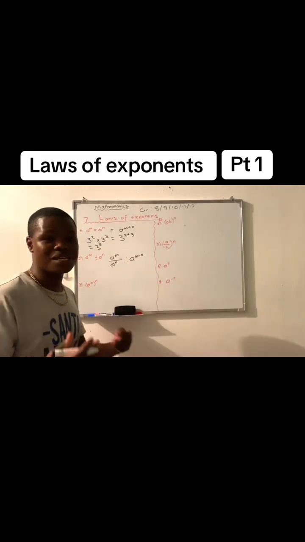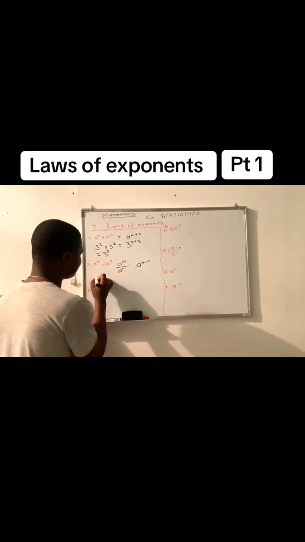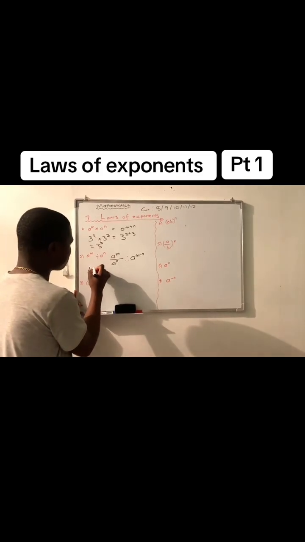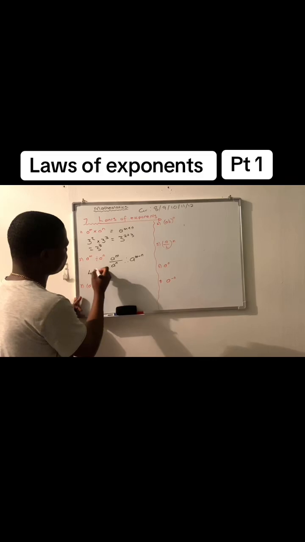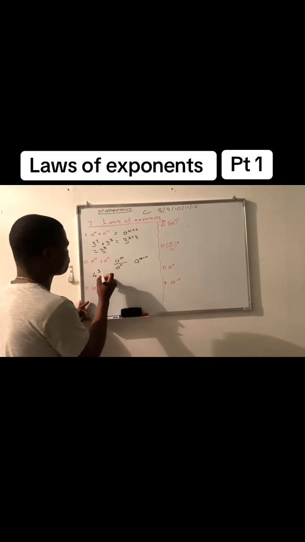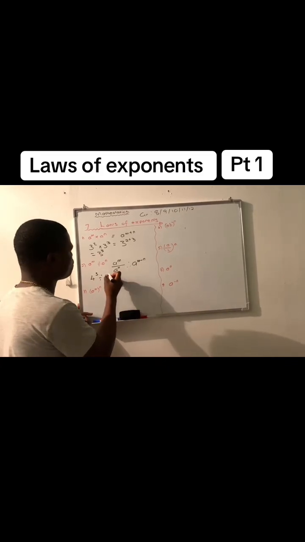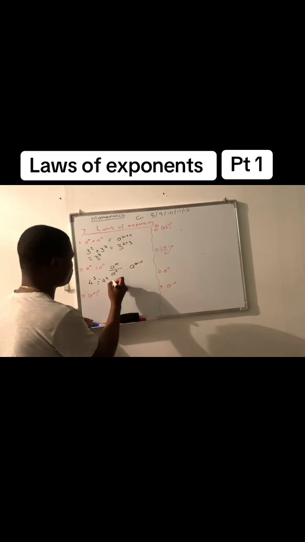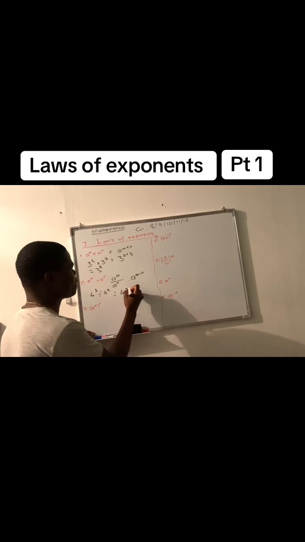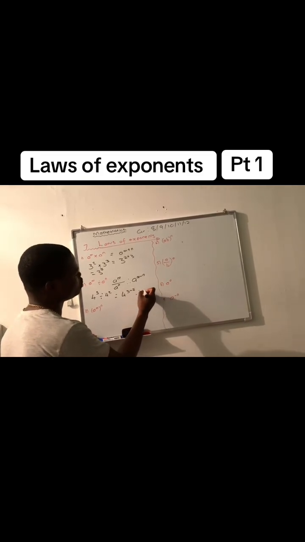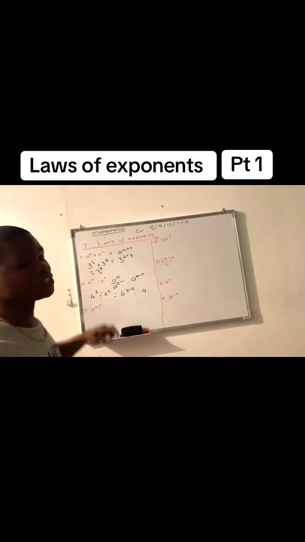So if you are given it in terms of numbers, let me also generate my own numbers. Let me say I've got 4 to the power of 3 divided by 4 to the power of 2. So your answer will be equal to 4 to the power of 3 minus 2, which will be equal to 4. You see, this is how you work out the quotient rule.